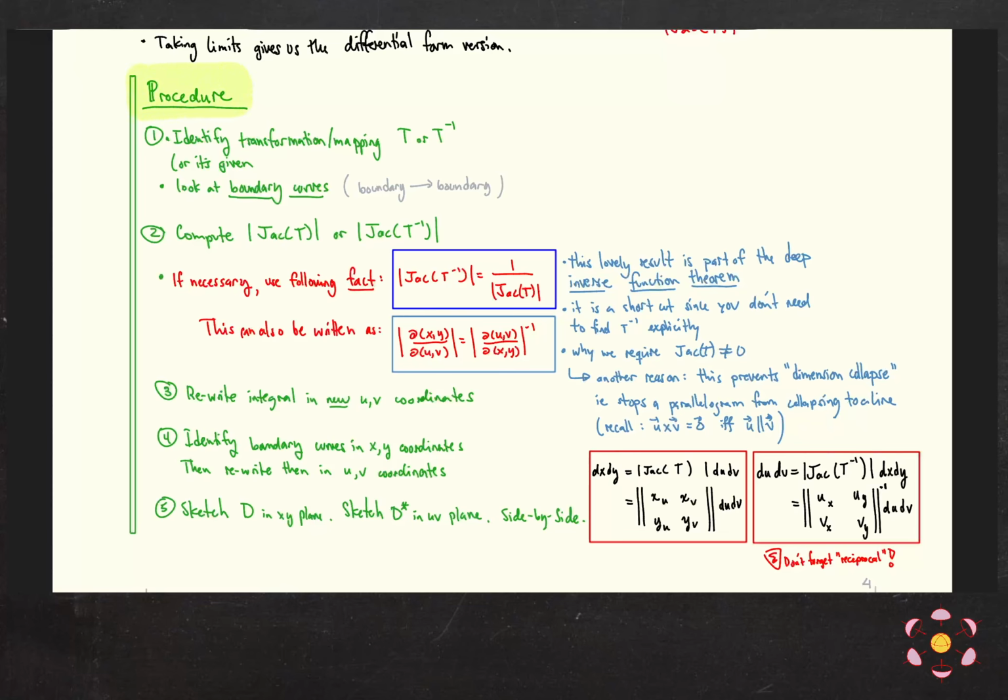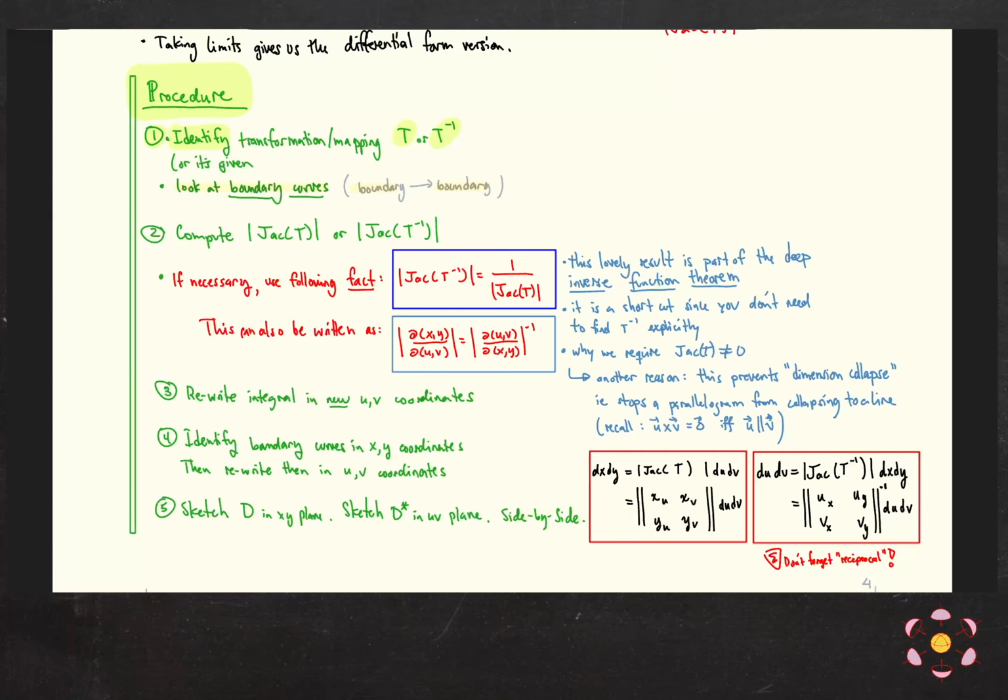So number one, what should we look at? First, either identify T or the T inverse transformations or mappings. So sometimes I'll give them to you, sometimes you have to come up with them. Okay, and the key here is usually look at the boundary curves, okay? Because what we're trying to always do is look where the boundary curves get sent to boundary curves.